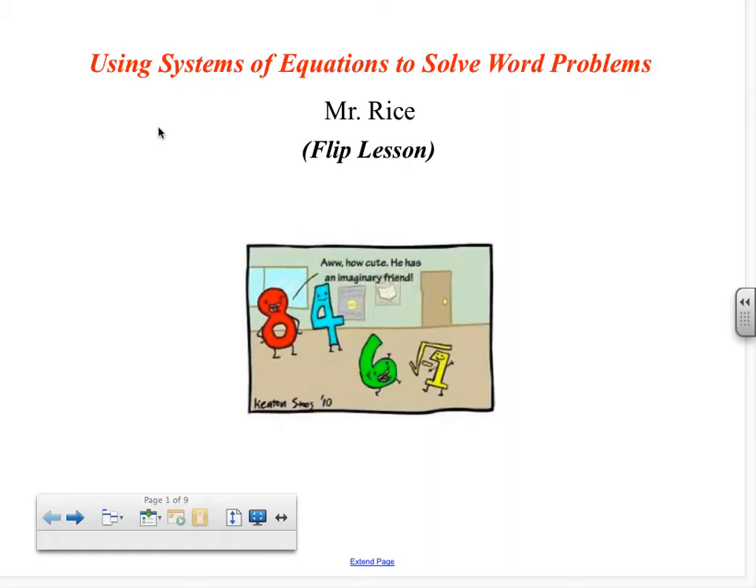Hello everyone. Today we're going to be talking about using systems of equations to solve word problems, a flip lesson.